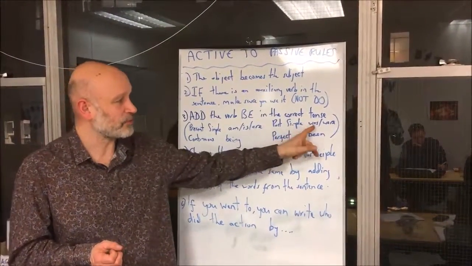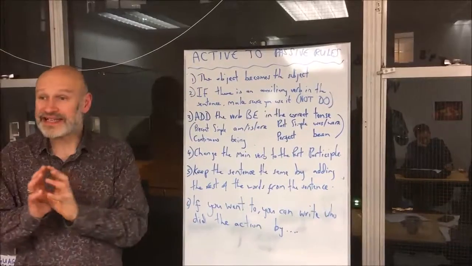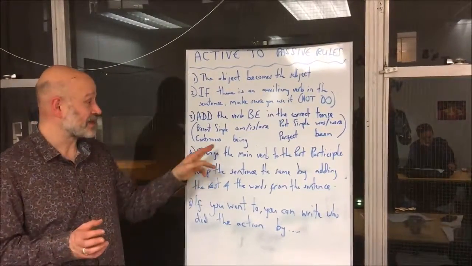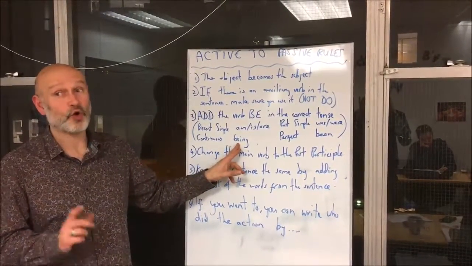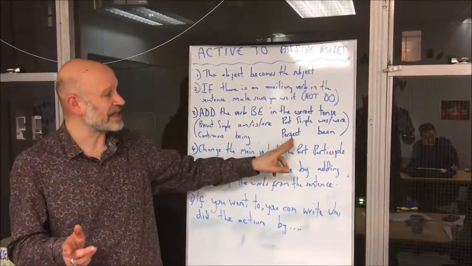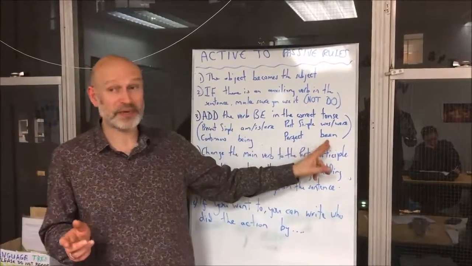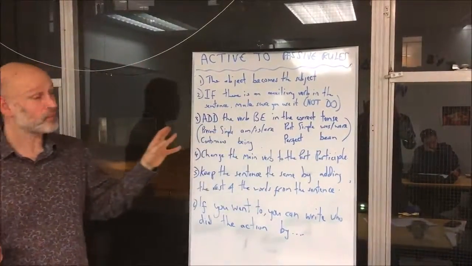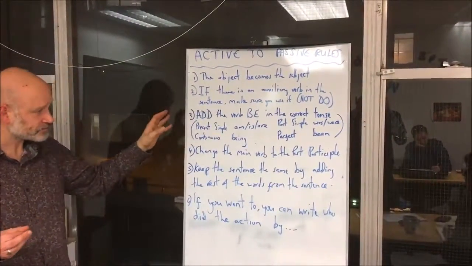If it's past simple, it would be was and were. If it is any continuous tense, it will be the word being, always. And if it is any perfect tense, it will be the word been. But we're going to look at that in more detail next week.